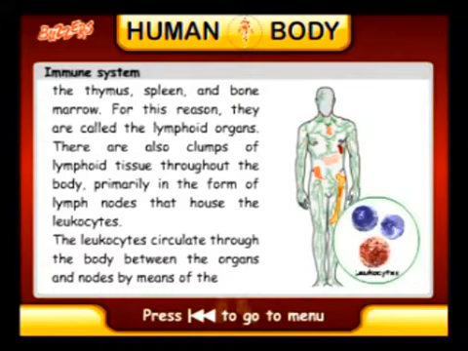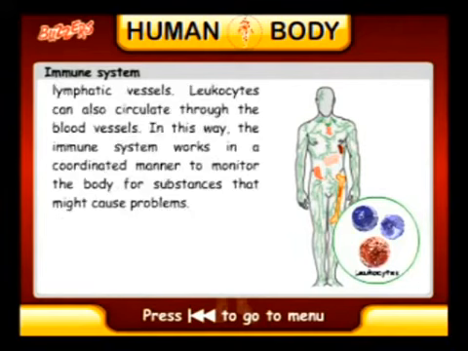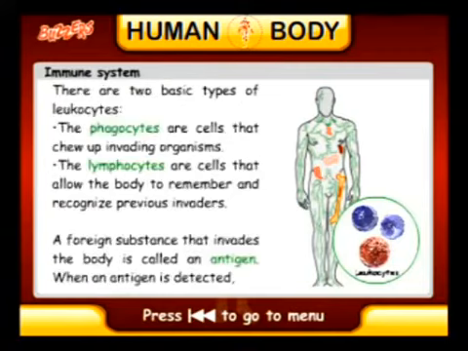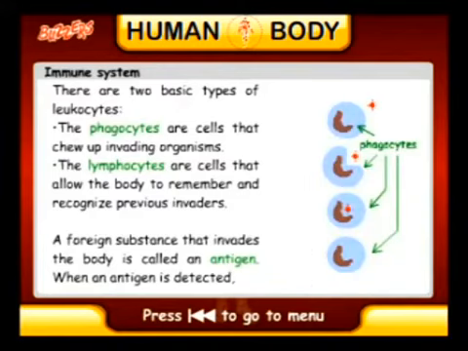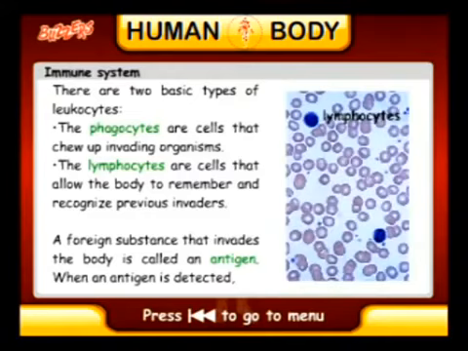The leukocytes circulate throughout the body, between the organs and nodes by means of the lymphatic vessels. Leukocytes can also circulate through the blood vessels. In this way, the immune system works in a coordinated manner to monitor the body for substances that might cause problems. There are two basic types of leukocytes. The phagocytes are cells that chew up invading organisms. The lymphocytes are cells that allow the body to remember and recognize previous invaders.